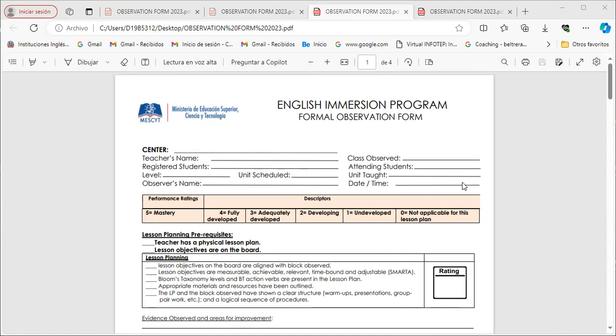Good morning, everyone. As I promised you, I will try to explain how to use the instrument we use to observe teachers. During this week, you have to go to the closest center in your community and observe one teacher in one shift: morning, afternoon, or night. Take some pictures. You need to print this observation form, which is going to be available and uploaded in one of the folders in the drive.